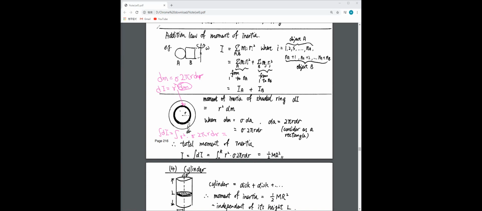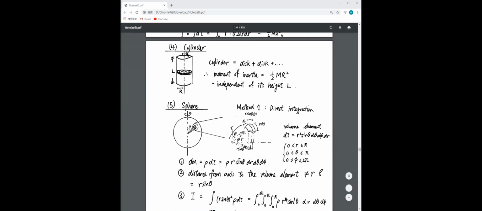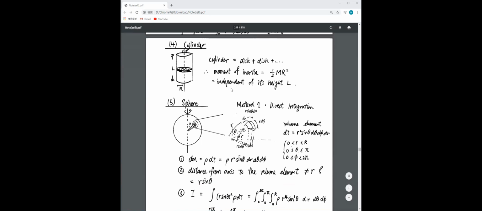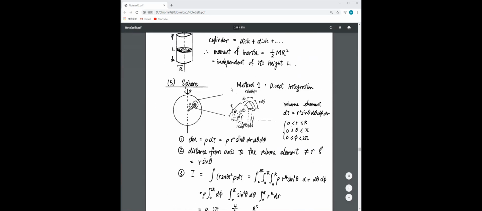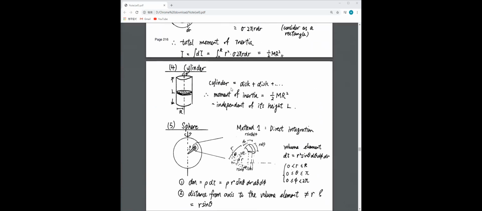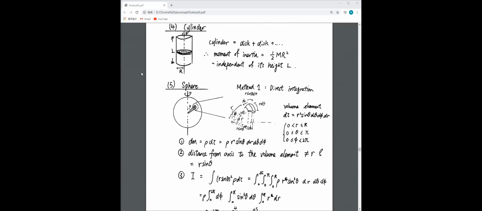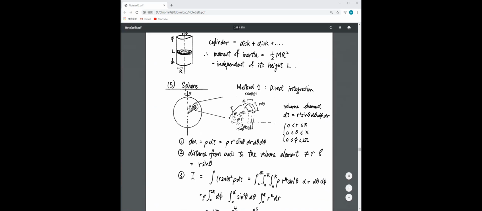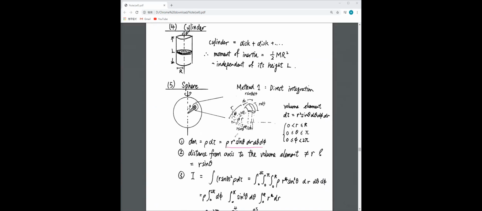Then let's go on. A cylinder you can consider as a disk, so it will give you the same answer. For a sphere, do you know this form? I've seen it before: r squared sine theta dr d theta d phi.